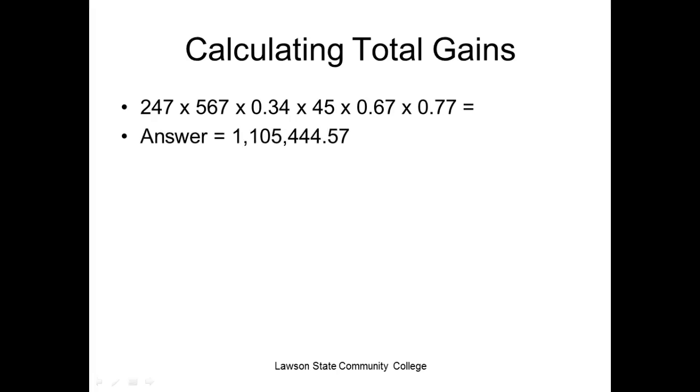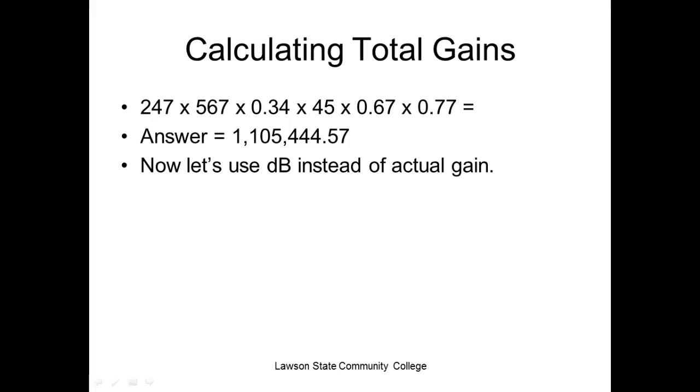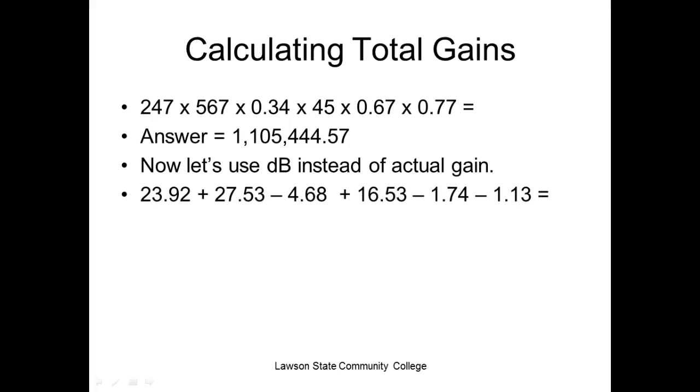And it gives me a gain of 1,105,444.54. Now let's use dB. We just add them all together and get 60.444 dB. In my head, I'll shift the decimal to the left, I'll take 10 to that power, and that'll give me the gain. You understand? Okay.